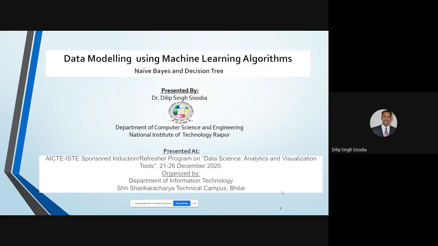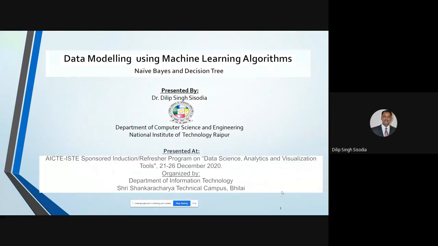So, first, before starting, I would like to pose a question. We will use two terms interchangeably: one is algorithm, one is model. Here, first is the data model. Data modeling can be different from different perspectives. From a database or data warehouse perspective, data modeling is different. From a machine learning or analytics point of view, data modeling is different.